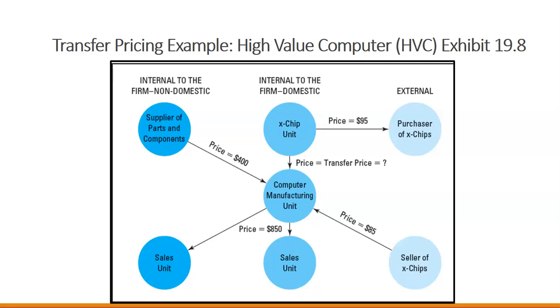For this transfer pricing example, we have a high value computer company and we have, internal to the firm, non-domestic, so from another country, we get parts and components. And then internal in the firm, we create this computer manufacturing unit, and then externally, we sell it out. And what is that transfer price when it moves from the X chip unit to the computer manufacturing unit?